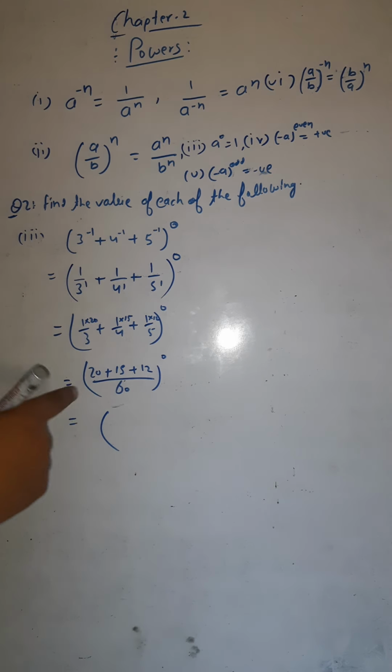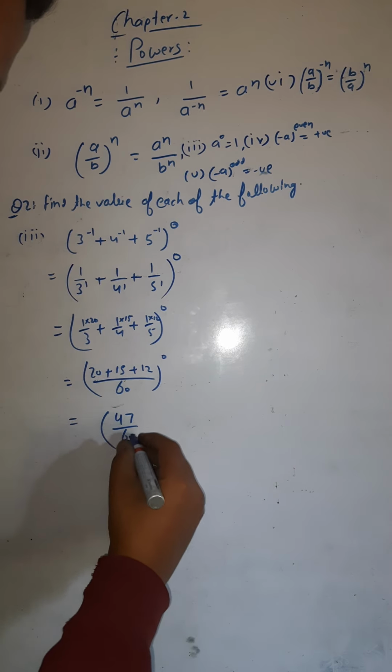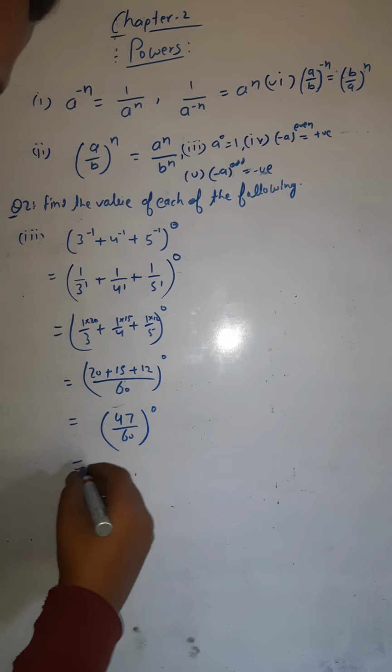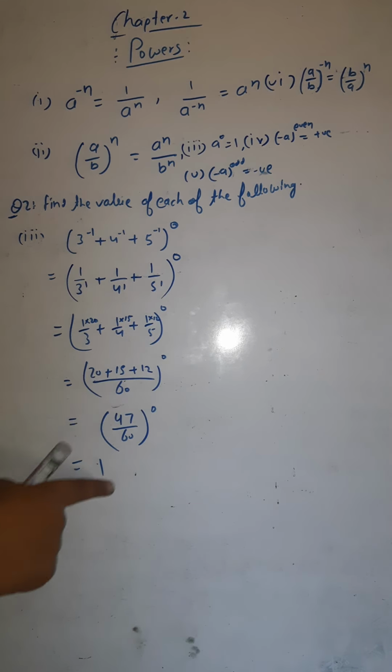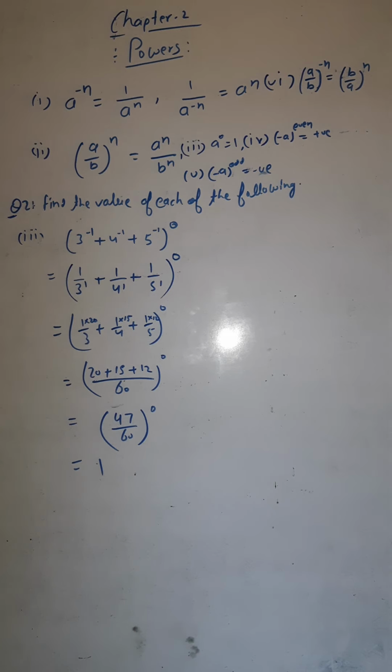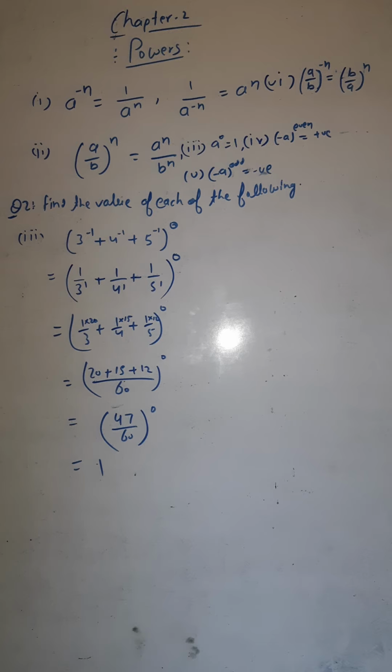So the answer would be 20 plus 15 would be 35. Yes, and 35 plus 12 would be 47. So it would be (47/60) whole raised to the power 0. So the answer would be 1, because any rational number having the power 0 would be 1. Okay, so we have used the third formula here. Just note it down.